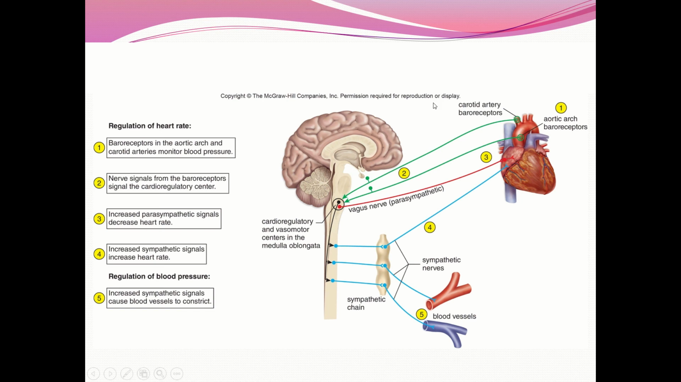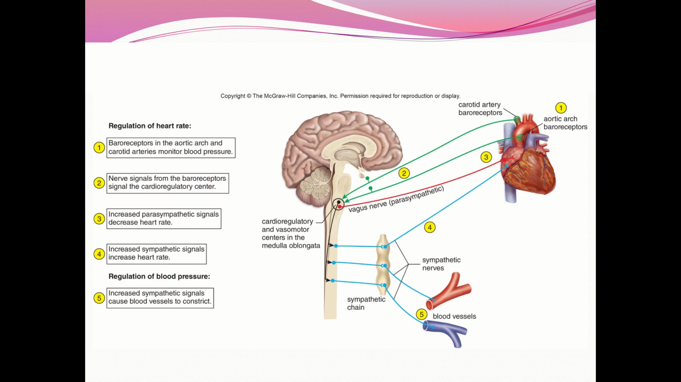In this illustration, it shows the regulation of the heart rate. Step 1 shows the baroreceptors in the aortic arch and carotid arteries monitoring blood pressure. In step 2, the nerve signals from the baroreceptors will signal the cardioregulatory center of the medulla oblongata. In step 3, increased parasympathetic signals will cause the heart rate to decrease and normalize. But in step 4, we see that increased sympathetic signals will increase the heart rate. So parasympathetic regulates heart rate, slows it down, and then the sympathetic will speed it up.